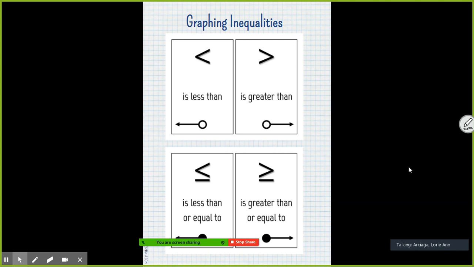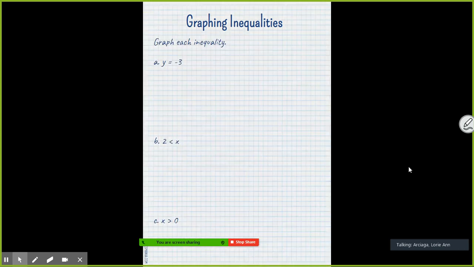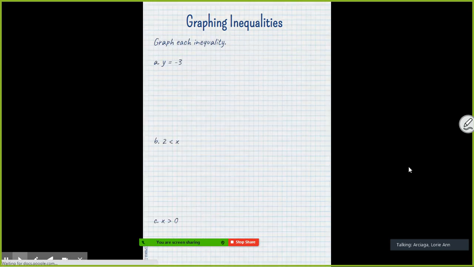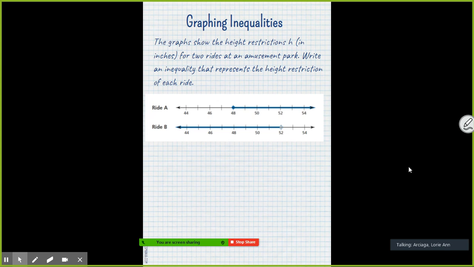And I do have a summary here of when to use an open circle or a solid circle. And remember, by standard form, we mean the variable is on the left hand side. And on this slide, you will also be able to show your proficiency in graphing inequalities. And this is an example of a graph for height restrictions in an amusement park.